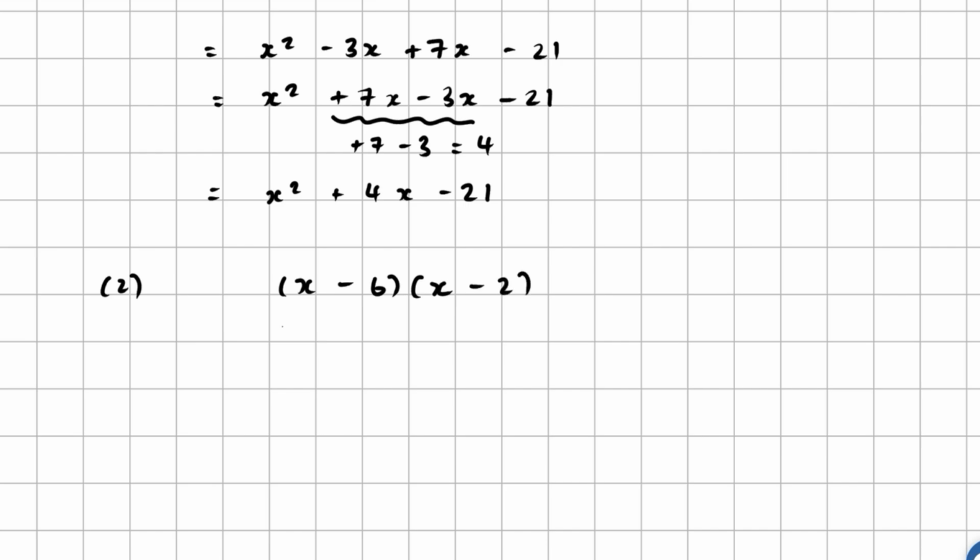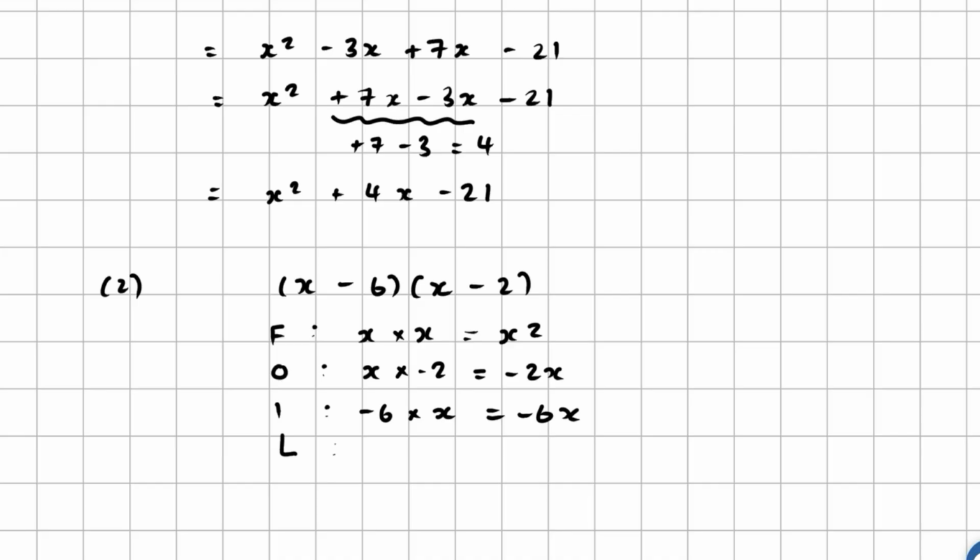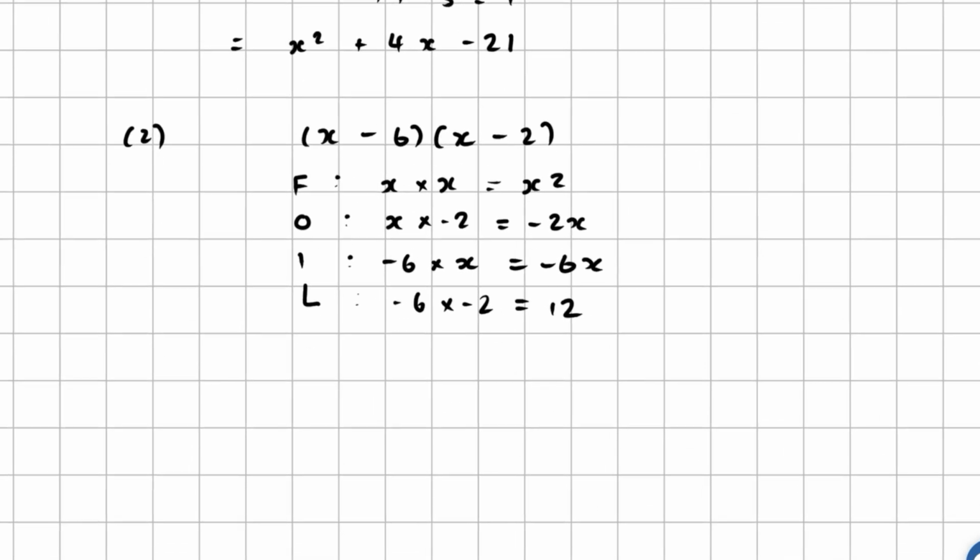Now we have two negatives. So if I do first, outer, inner, last, you can quickly do this, x squared, outer, which is x times minus 2, which is minus 2x, inner, which is minus 6 times x, which is minus 6x, and then last, now they're both negatives, so it'd be minus 6 times minus 2. Now if we get two negatives, what do we end up with? We end up with a positive, so it would be 12, positive 12.